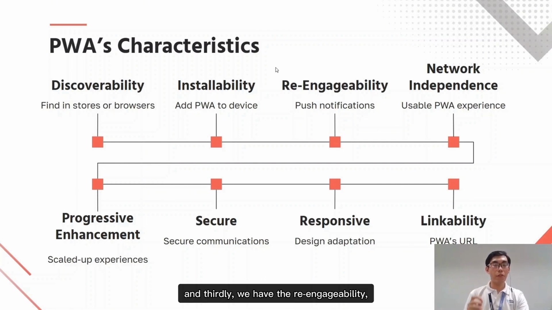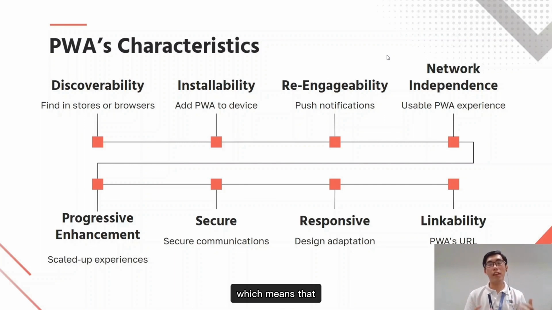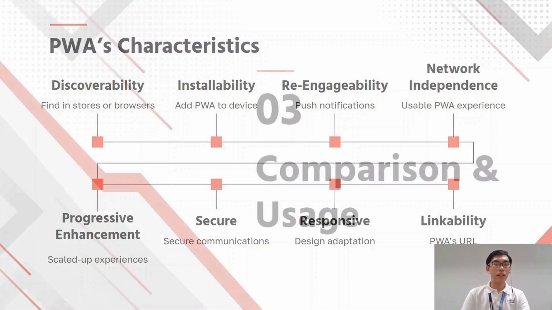And thirdly, we have reliability, which means that a PWA can push notifications and update the user with information even when the user is not using the website or when the website is not active. And finally, we have network independence, which means that a PWA can perform without any connection. They can perform simple interface or simple functions.